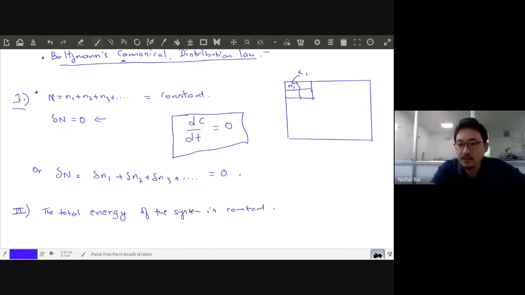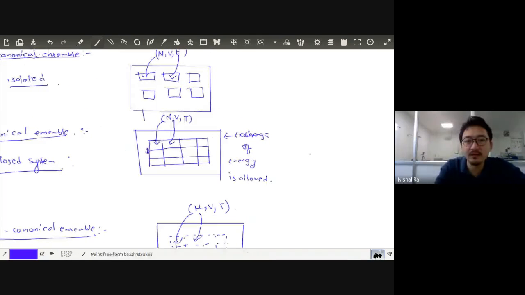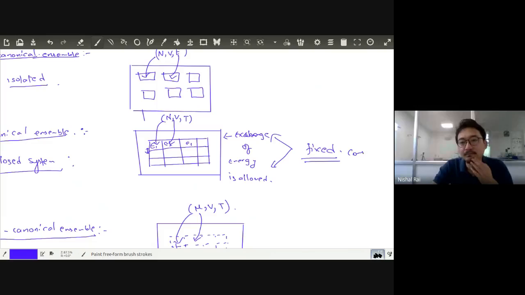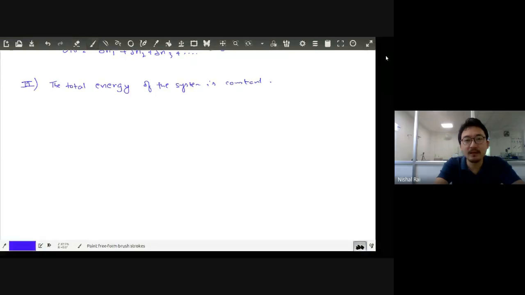But here we are considering the energy to be constant. Why? Because it's not this one, but the energy of each cell. If you consider each cell will have energy E1, E2, E3, and if you consider the total energy of this whole ensemble, then that will be fixed. That will be constant. Is it clear? Even though energy is able to be exchanged between different systems, the whole energy is constant. Clear? So that's why we can take the total energy of the system as constant.